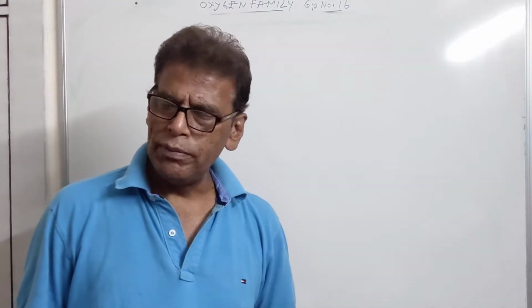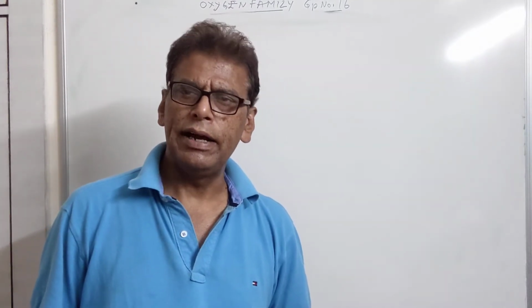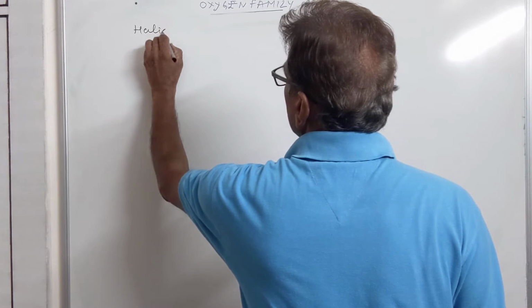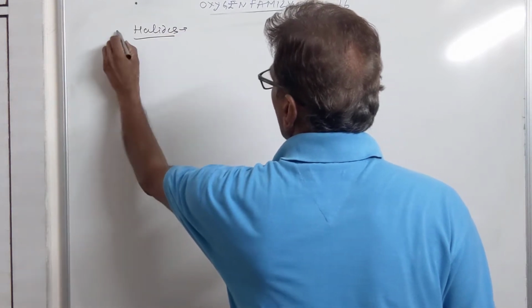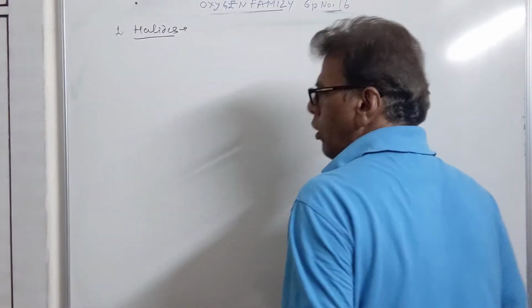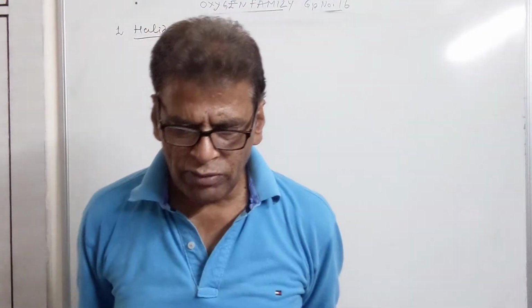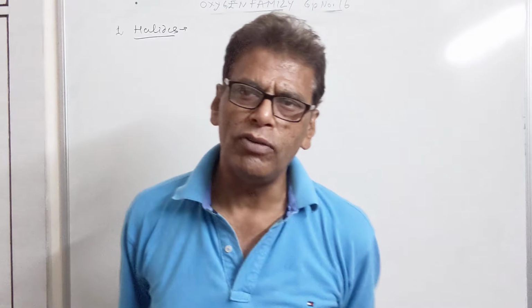Continuing with the oxygen family, today we discuss halides and oxo acids of the oxygen family. So first of all, we take halides. All the members of the oxygen family are capable of combining with halogens and produce a number of halides.